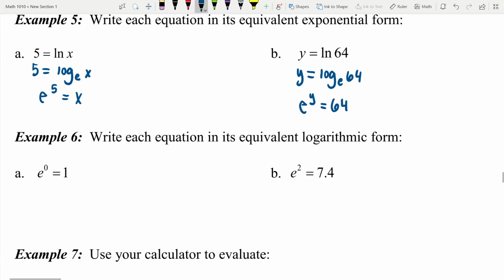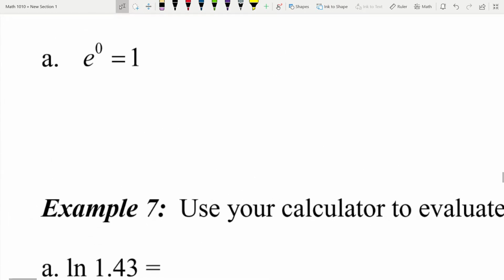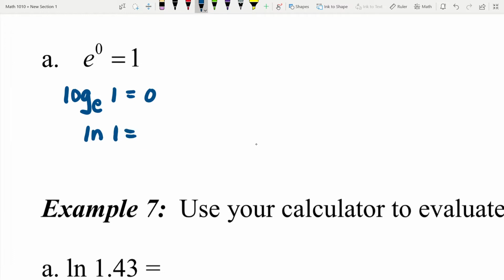Okay, write this in log form. Everybody go, log base. What's my base in the original problem? Everybody in the room, talk to me. E. So log base E of what, everybody? Other side, 1 equals, what haven't I written? 0. You can write it like that. You can also write it as ln 1 equals 0. Log base E and ln are equivalent statements. Either one of those is great.